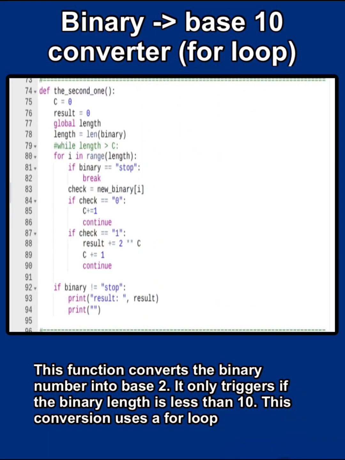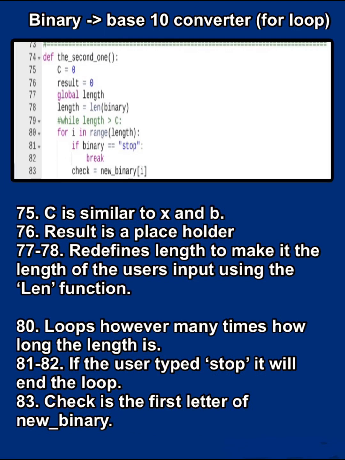This function converts a binary to its base 10 value using a for loop. So it's the same as the other function, except this time it uses a for loop instead of a while loop. Alright, so these are my variables. So C is really similar to X. That's how it counts stuff.